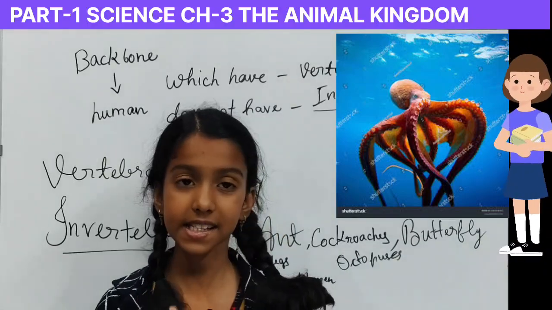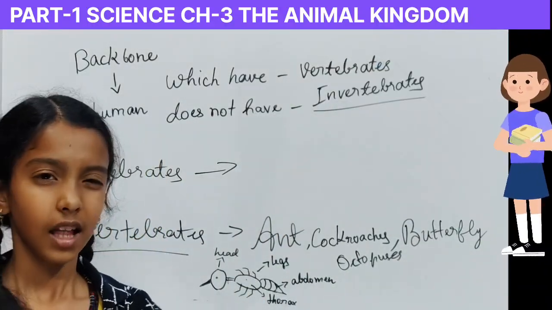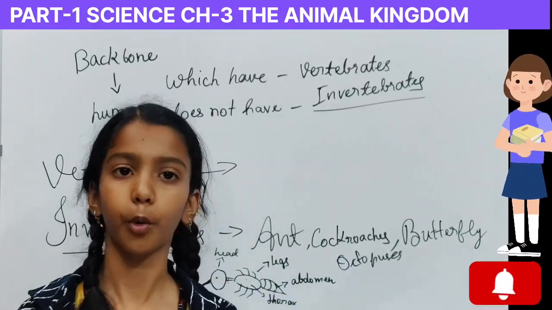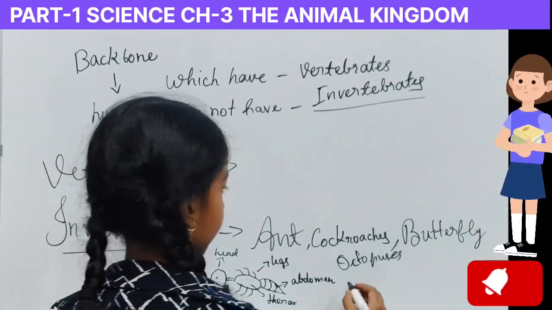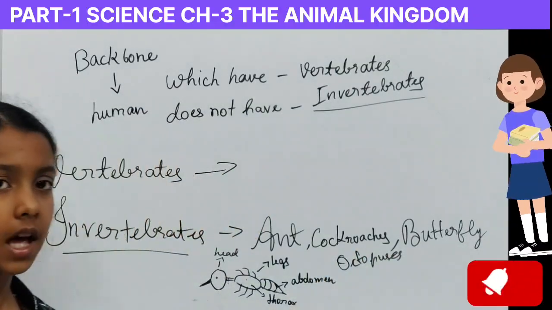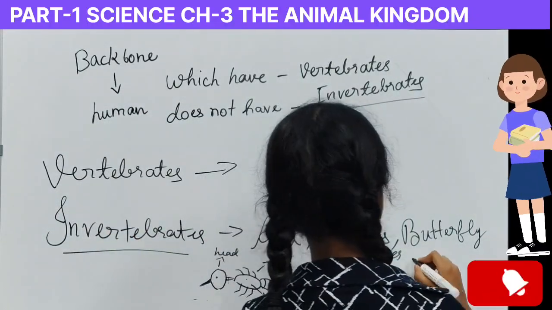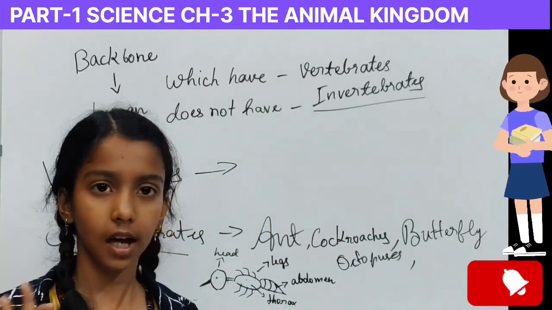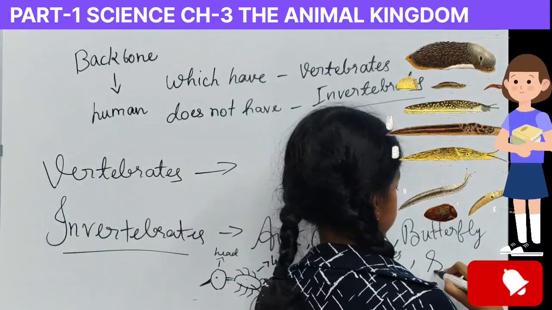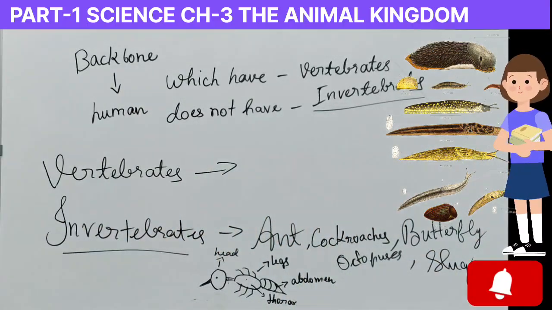Octopus is an easy example for invertebrate. You have seen the octopus does not have any bone, so how can it have a backbone? Okay, this is an octopus and a slug. Slug is an insect. Okay.